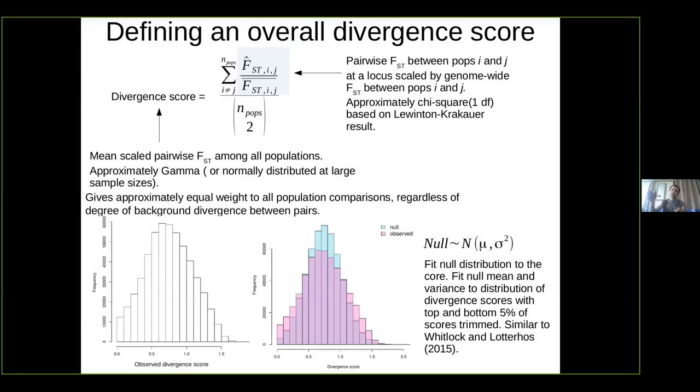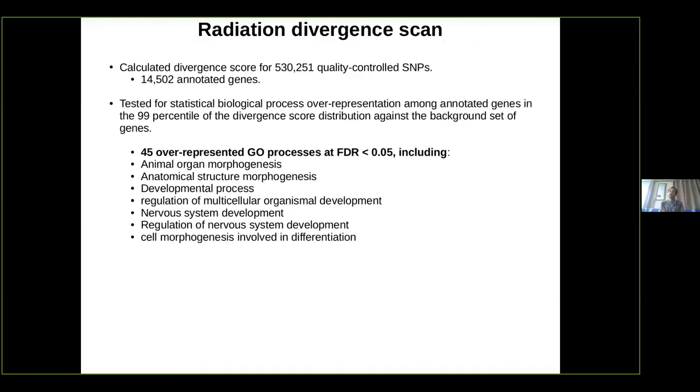And so I can generate this distribution of divergent scores, and then in a fashion similar to Whitlock and Lauterhaus, fit the core of this distribution so that I can identify outliers and calculate FDRs and such. But right now I've just been focusing on a purely outlier approach based on these divergent scores. And so I've run this over the radiation, which I should say consisted of 33 species.